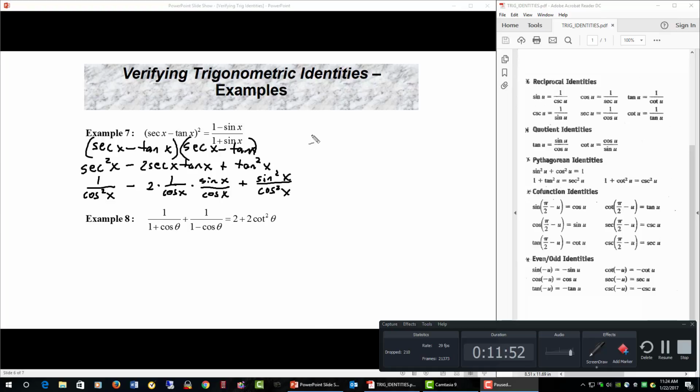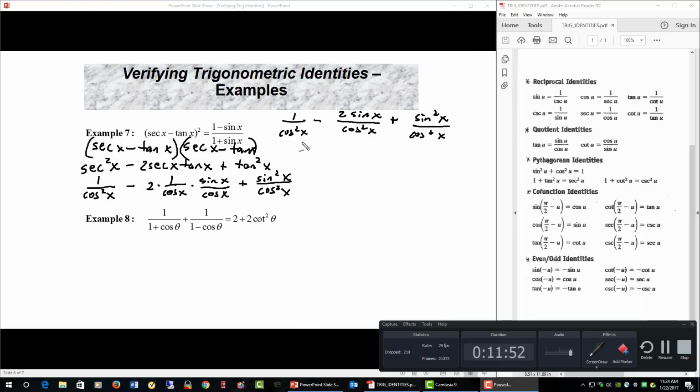And then I'm going to come over here and rewrite this on the right as 1 over cosine squared x minus, in the numerator, 2 sine x over cosine squared x plus sine squared x over cosine squared x. And then I'm going to go ahead and put all of these together.